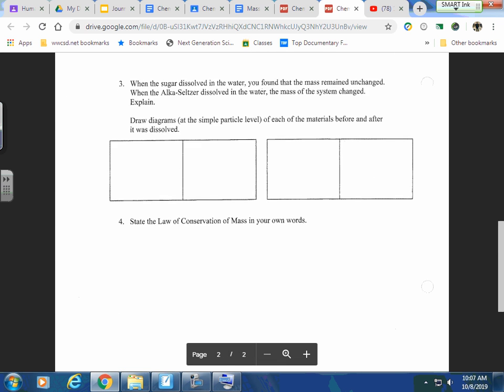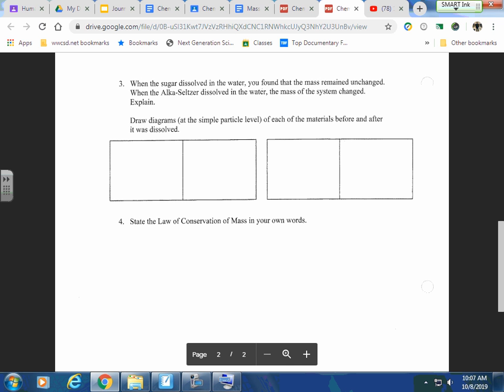All right, a lot of people either skipped number 3 because they didn't realize it was a question or got it wrong. But what happened with the Alka-Seltzer? How did the mass of the system change? So we took some Alka-Seltzer and we dropped it in water. It bubbled up. That was station 7. Jerry? Okay, some of the particles left. All right.